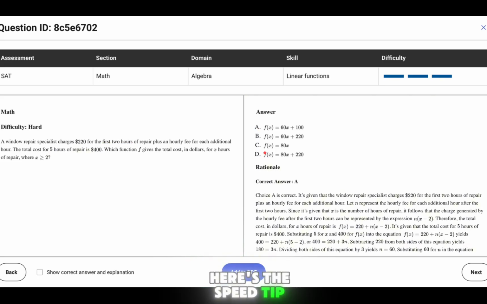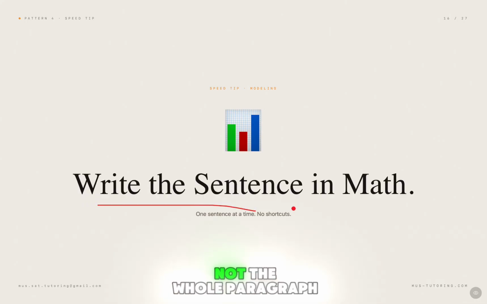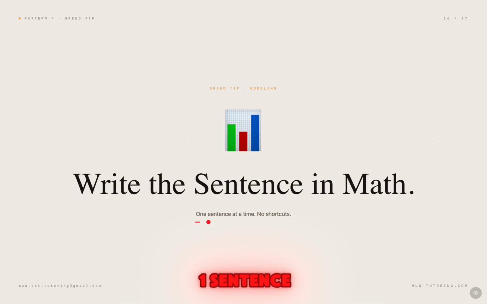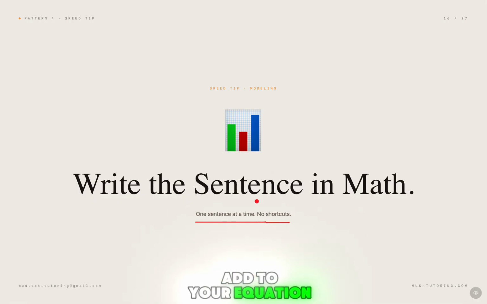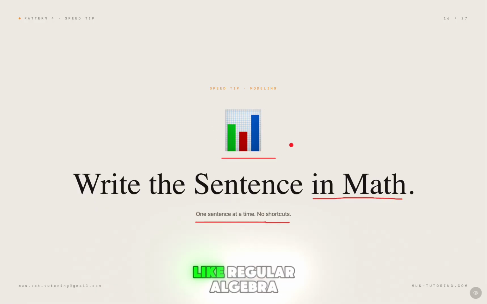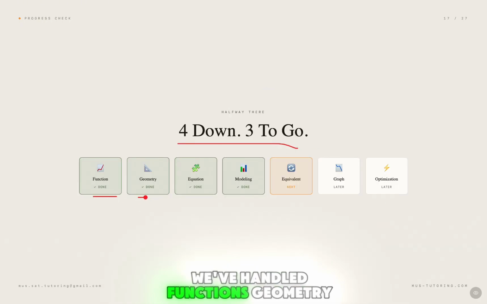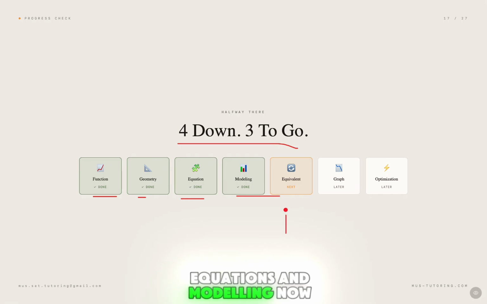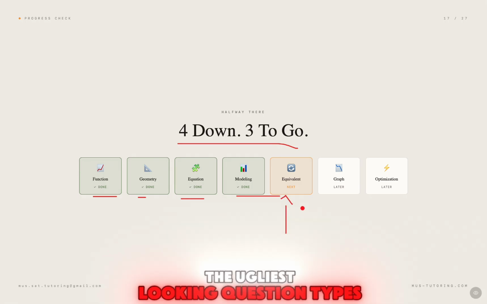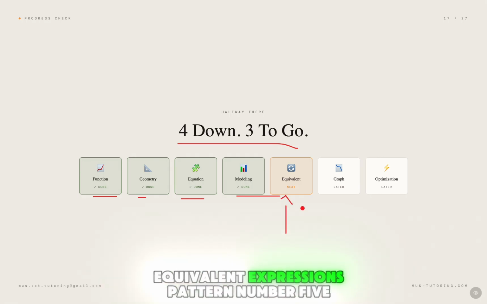Here's the speed tip. Write the sentence in math, not the whole paragraph. One sentence, one equation. Next sentence. Add to your equation. Keep translating until there's no English left. Just math. That's how you make modeling questions feel like regular algebra. 4 patterns down, 3 to go. We've handled functions, geometry, equations, and modeling. Now we're hitting one of the ugliest looking question types, equivalent expressions.